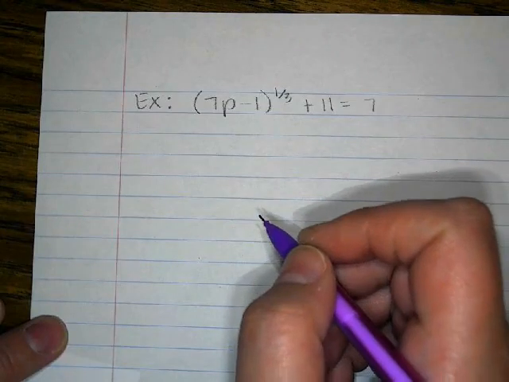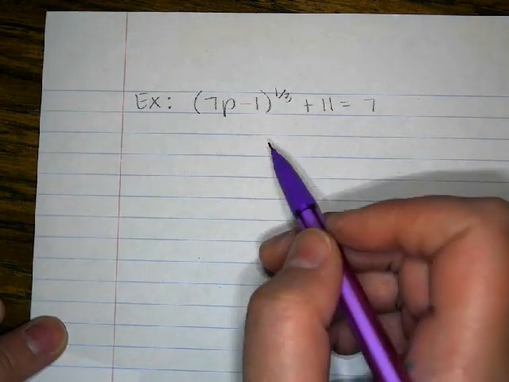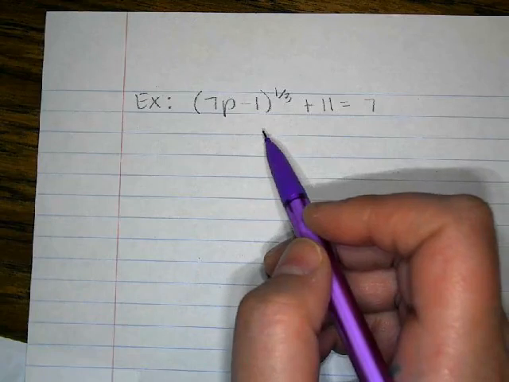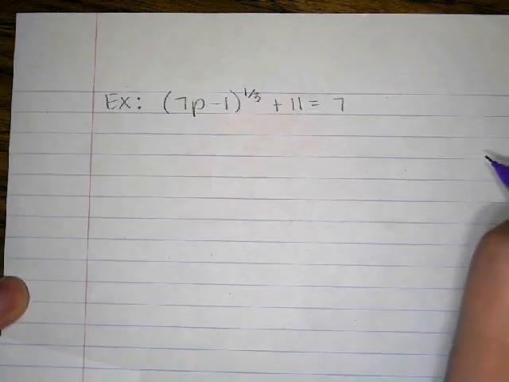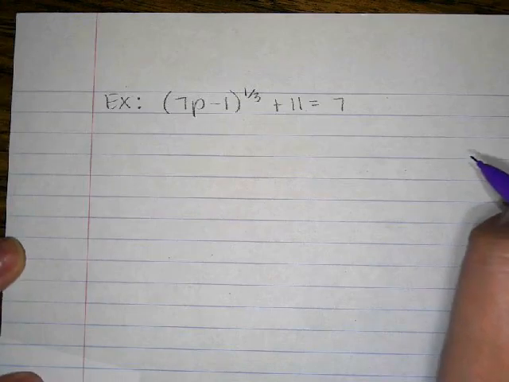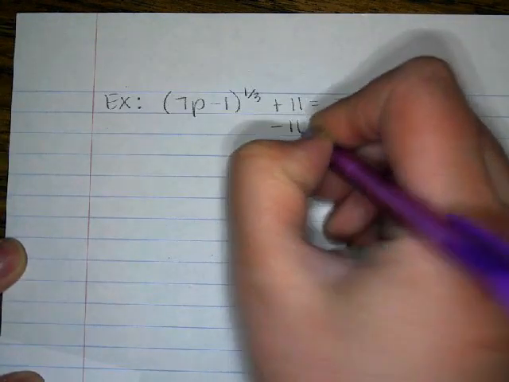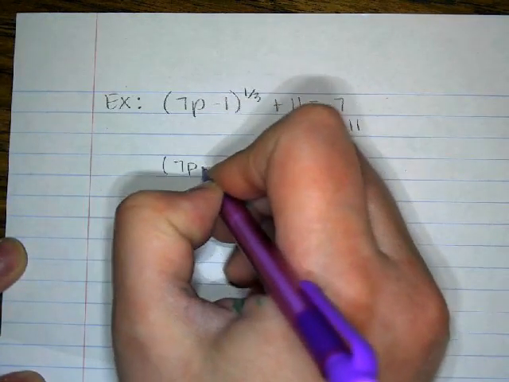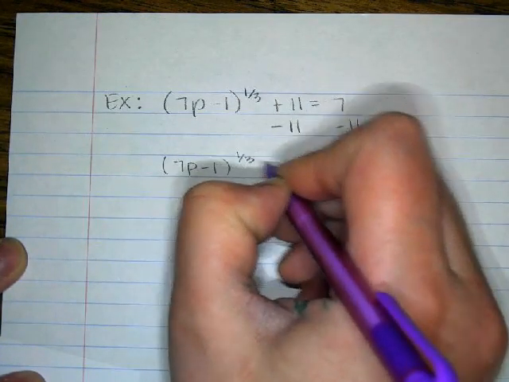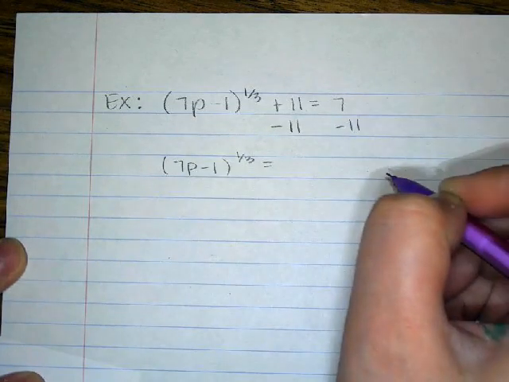All right. Okay, first step: add or subtract something to get it away from the P. Subtract the 11. Okay. So we've got 7p minus 1 to the 1/3 equals -4.